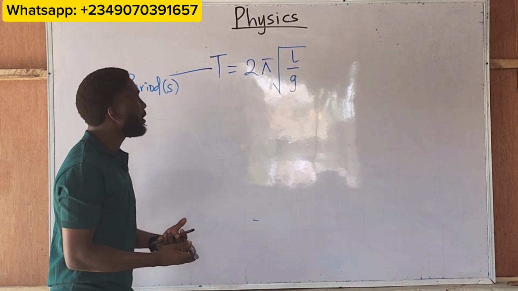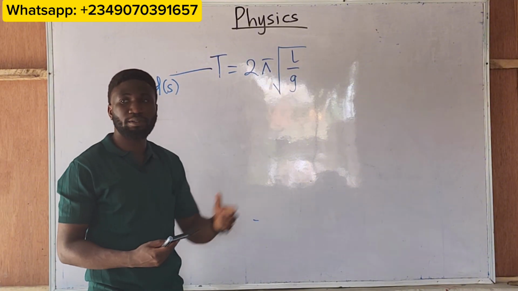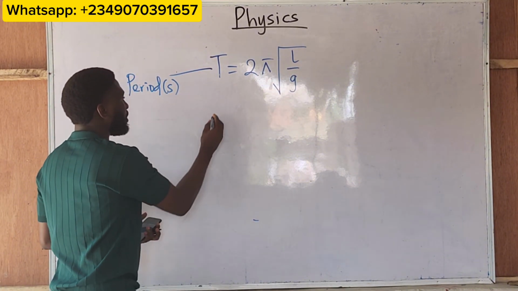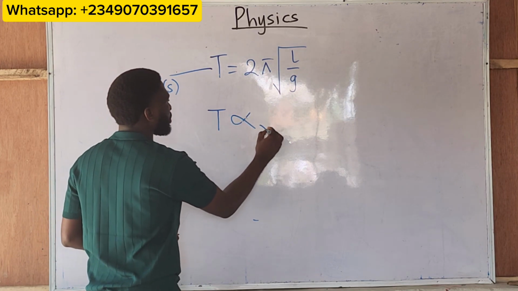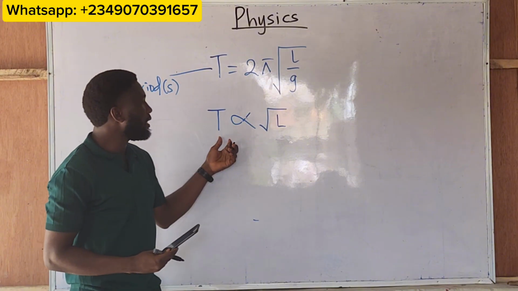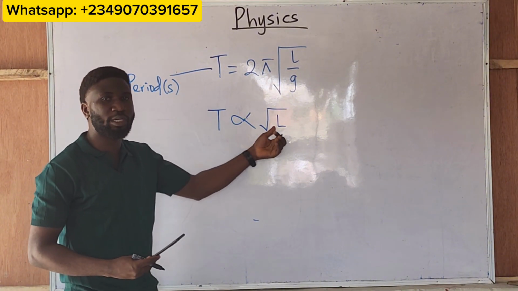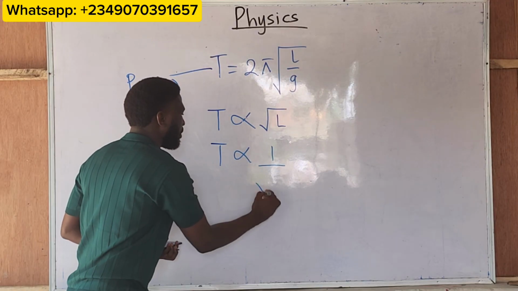So now let's get the relationship between T and L. This is the relationship. The period T is known to be directly proportional to the square root of L, and T is inversely proportional to the square root of G.